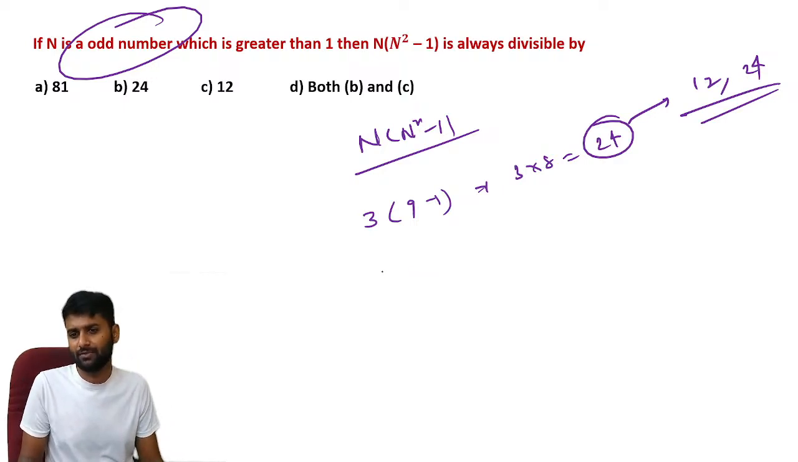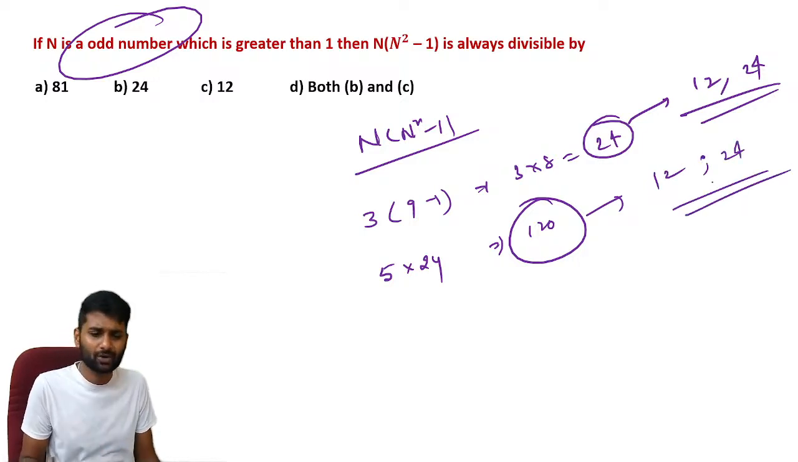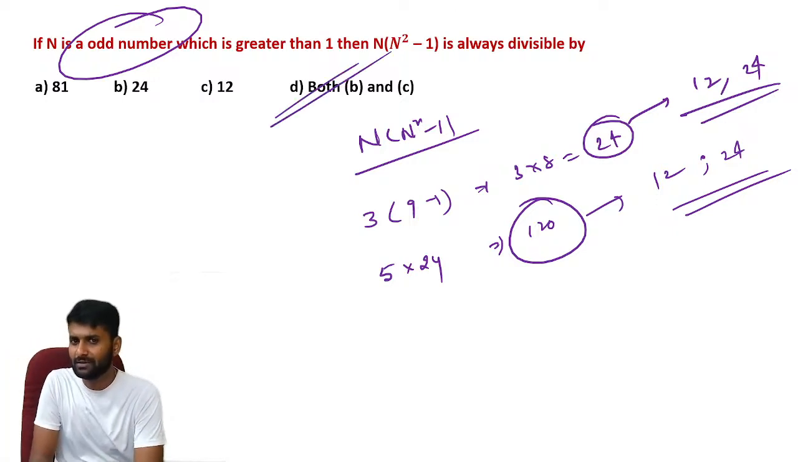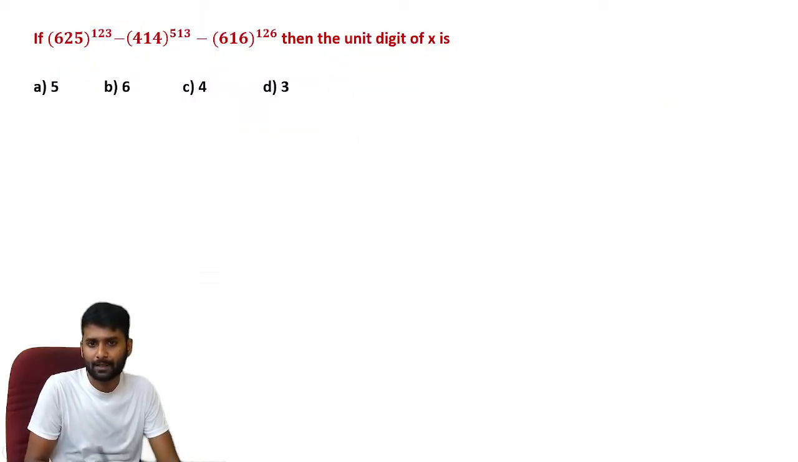Let's use another number. 5 into 5 square, which is 25, minus 1 is 24. Here the value becomes 120. So 120 is exactly divisible by 12 and 24. According to that information, both B and C, that means both 24 and 12. So here you can choose the n value according to the option. Next.